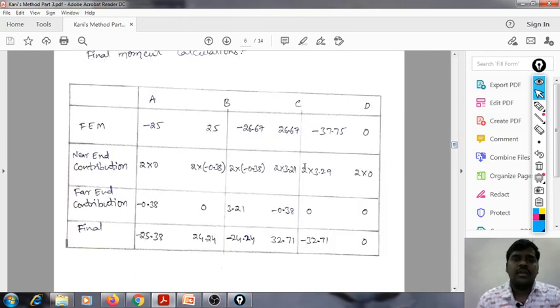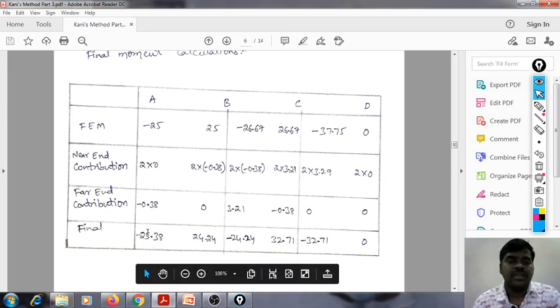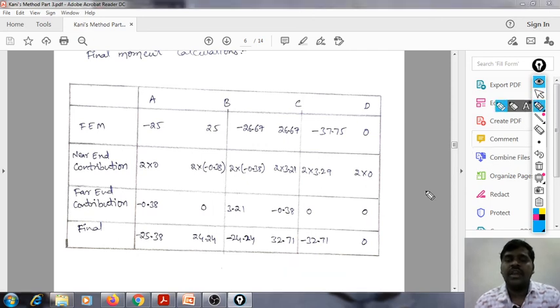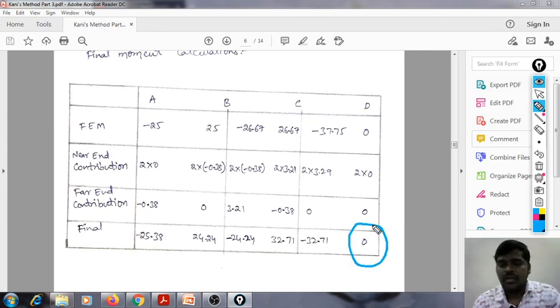So the final moment is the fixed end moment plus 2 times near end contribution and 1 time far end contribution. So if we sum up these three, we get minus 25.38. In the same manner, if we sum up all this, we get that value. And coming to D, in the previous video I have told that the final moment at a simply supported end will be 0. So have we got 0 here? Yes, we have. So that is the beauty of structural analysis.